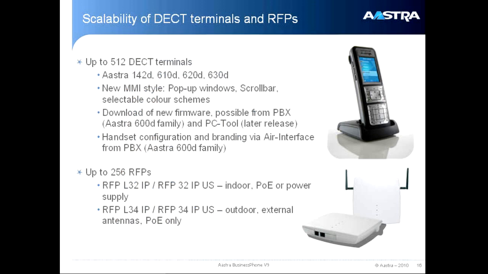DECT is not. One business phone system can hold up to 256 RFPs or base stations and up to 512 DECT terminals. The system supports handover and roaming between base stations. Each base station has 12 channels for communication, utilizing 8 for direct call and 4 for roaming or handover requirements.